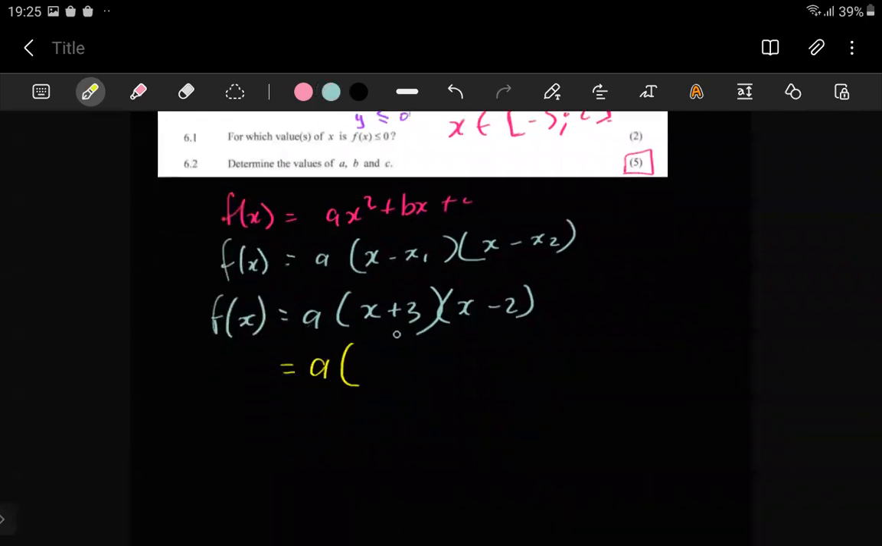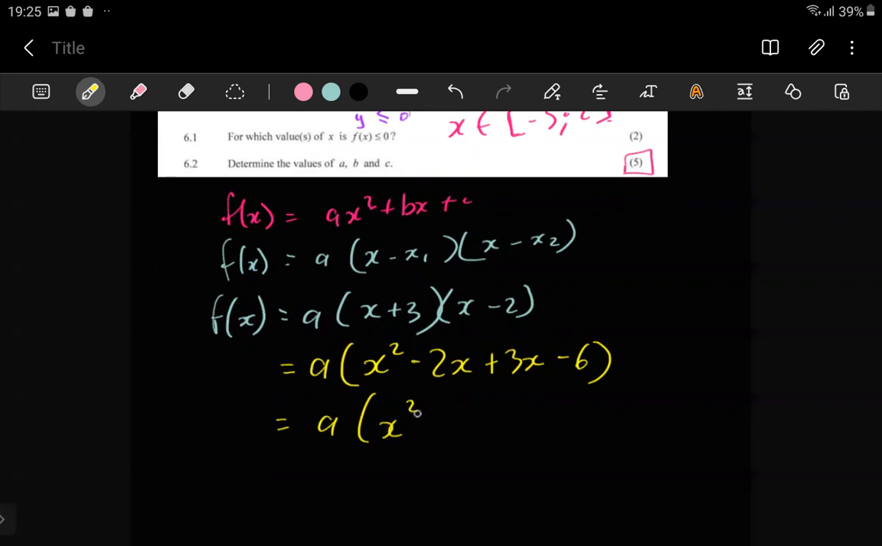Don't worry about the a. Just multiply these two out. x times x is x squared. x times -2 is -2x, and then plus 3x, and then minus 6. So the idea is, don't worry about the a. Everything is all good right now.